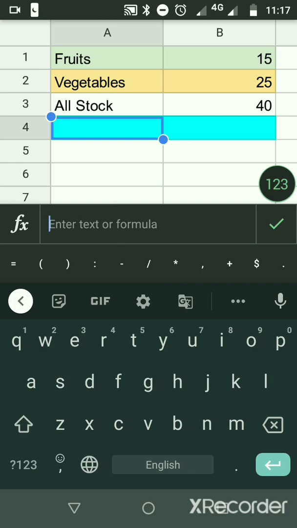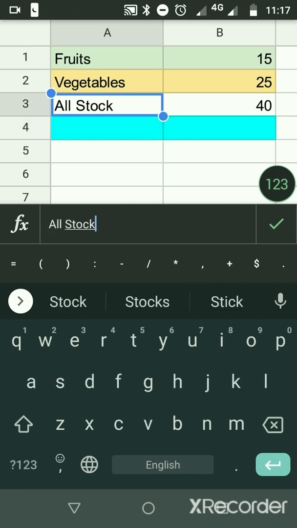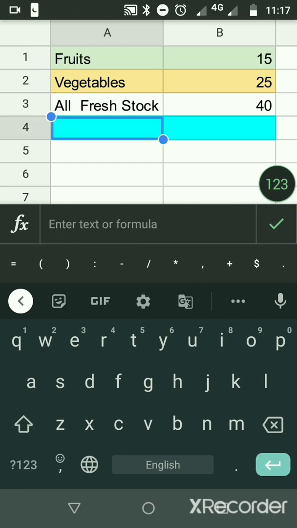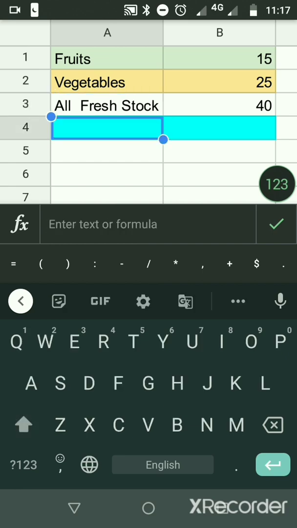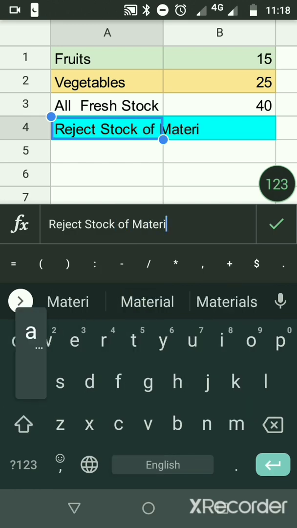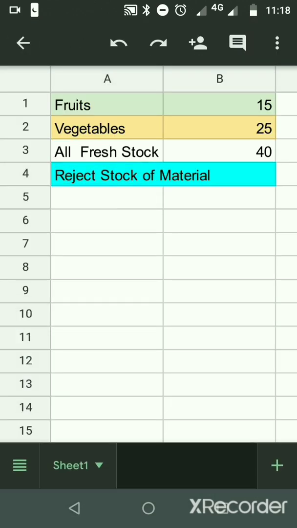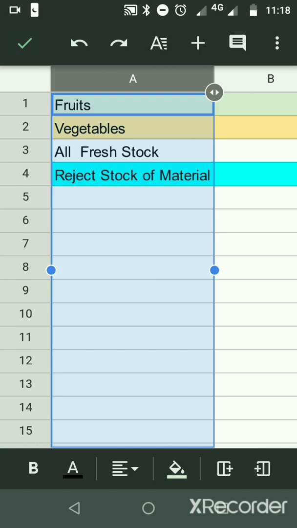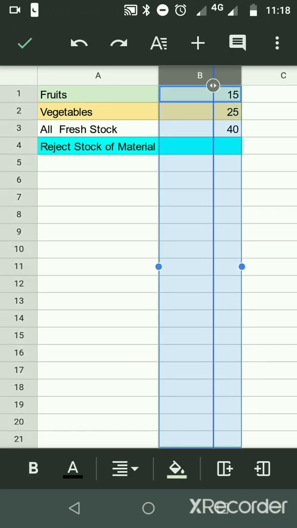Okay, in all stock, for example, all fresh stock. In this all fresh stock, we need to find out damaged stock, okay, reject stock, reject stock of material, rejected stock of material. Here we can slide this and add this.